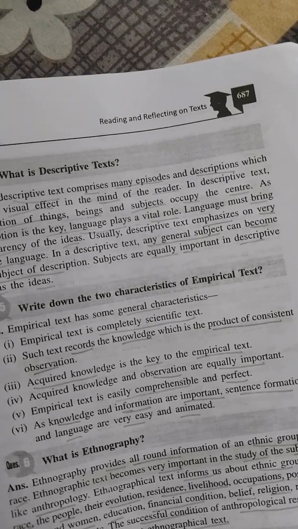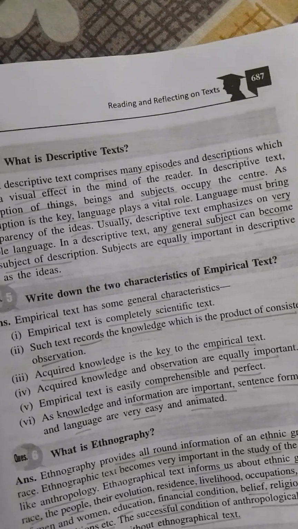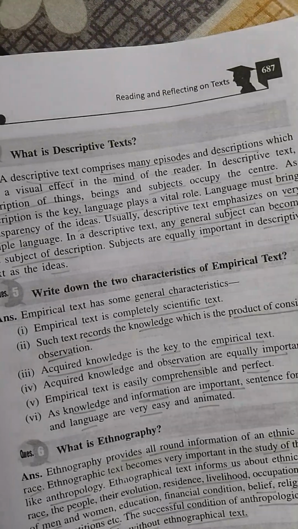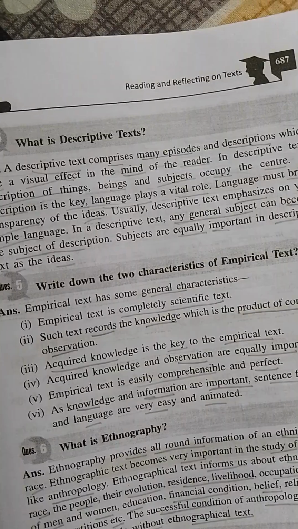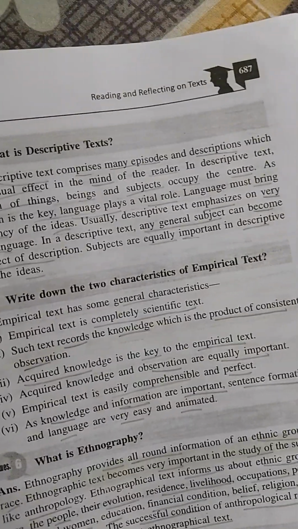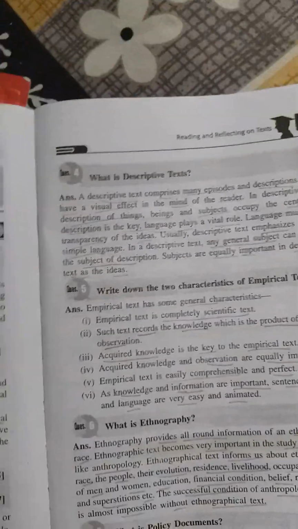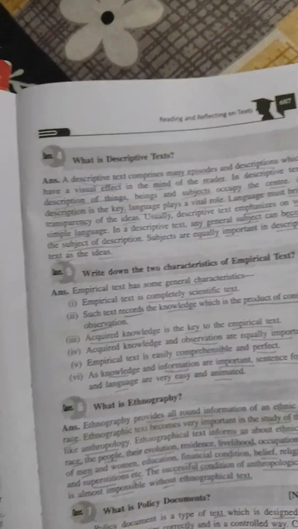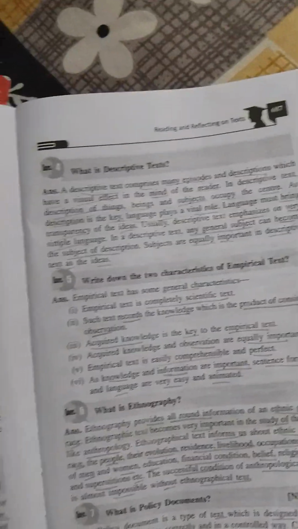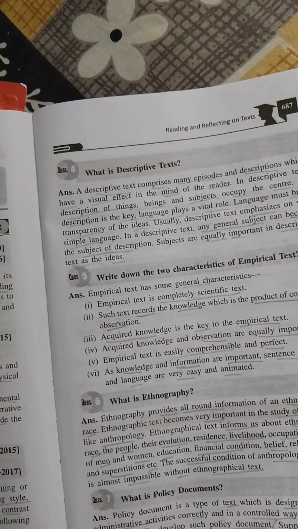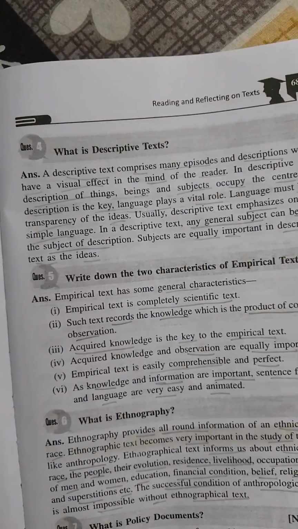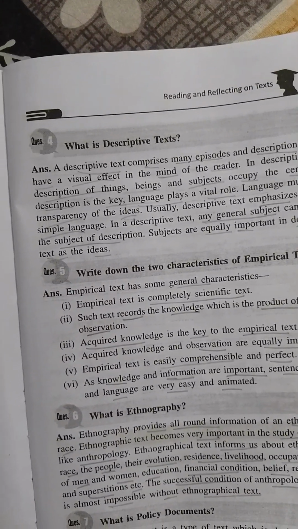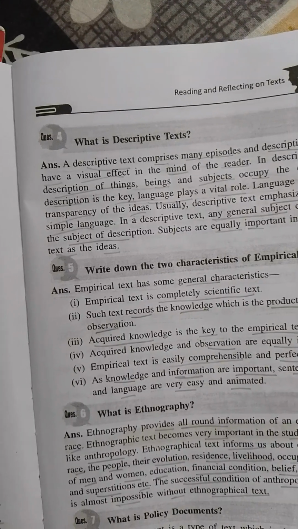Empirical text has some general characteristics. Empirical text is completely scientific text. Such text records the knowledge which is the product of consistent observation. Acquired knowledge is the key to empirical text. Acquired knowledge and observation are equally important. Empirical text is easily comprehensible and perfect. As knowledge and information are important, sentence formation and language are very easy and animated.